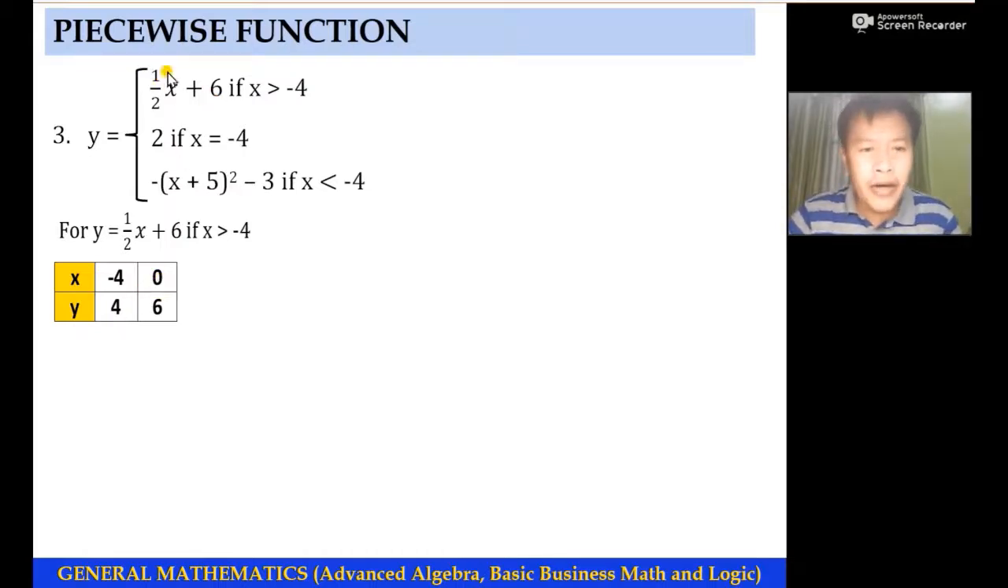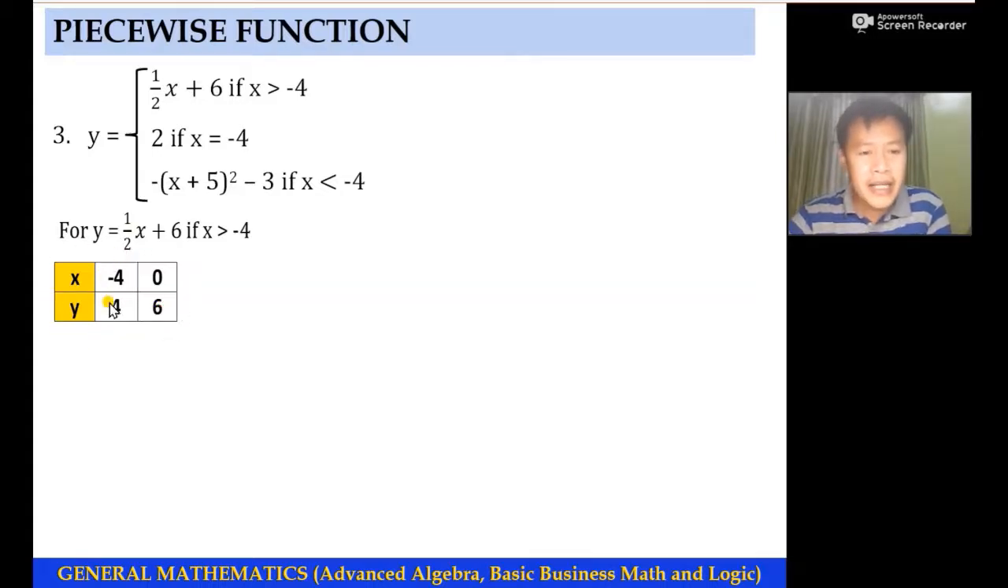In assigning the value of x, you are going to consider the values which are divisible by 2. Therefore, we have here 0. You can also have 2 here. You can also have 4. Any number as long as it can be divided by 2 so that you will not have a decimal result for the value of y. Now, we have a 0 here. If x is equal to 0, this is cancelled out because 0 times 1 half is equal to 0 plus 6 is equal to 6.